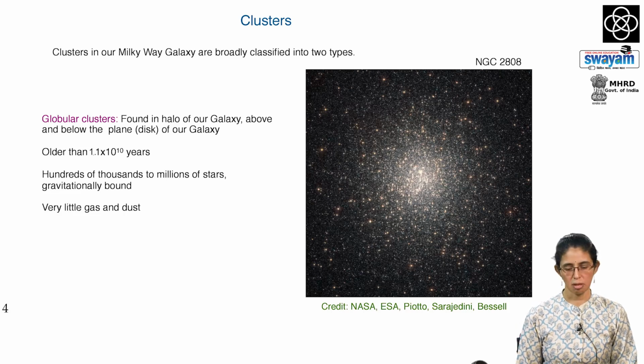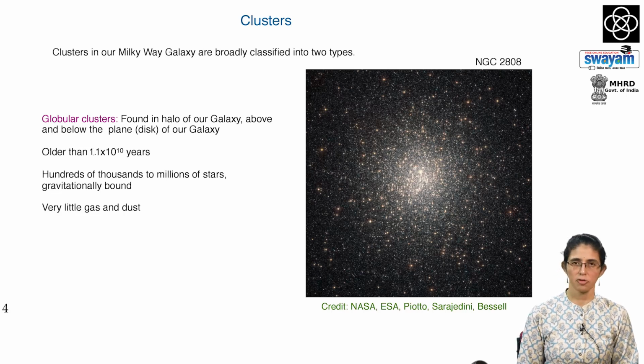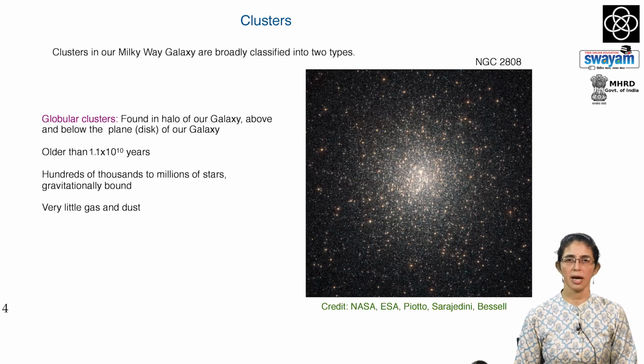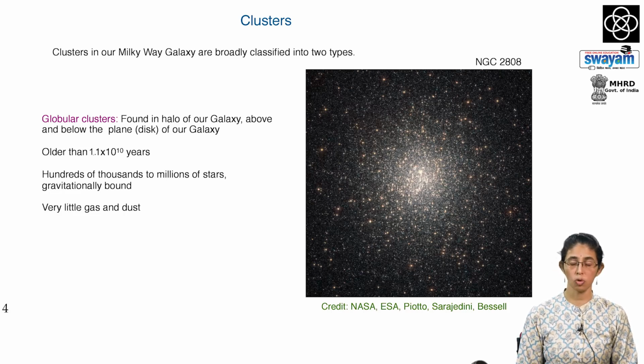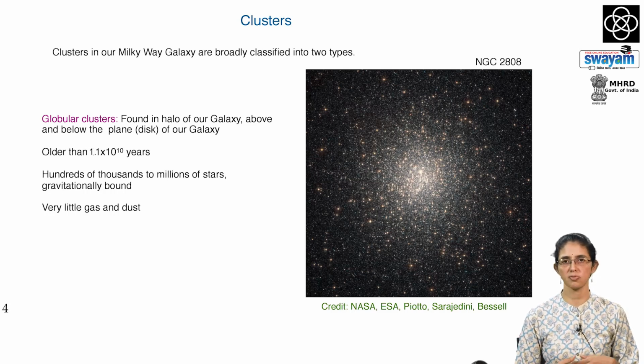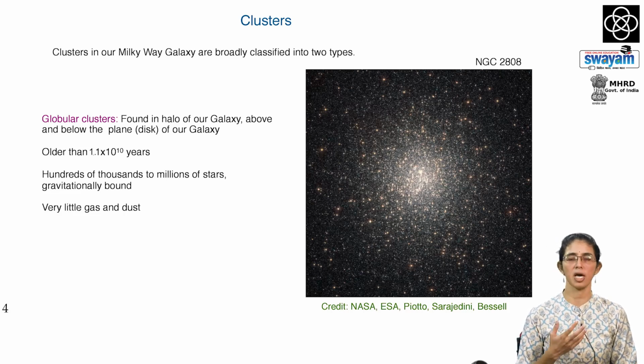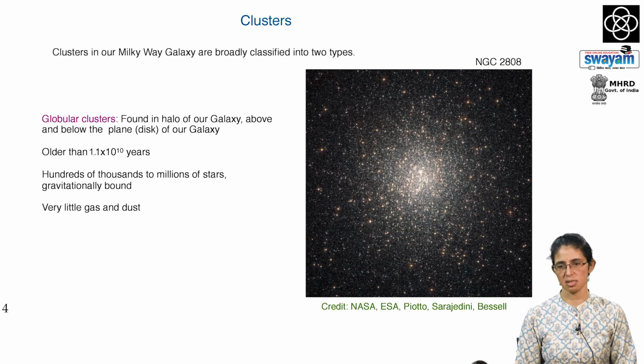The other type of cluster is the globular cluster, and there are nearly 150 globular clusters known in the Milky Way. These comprise a really large number of stars, from several hundred thousand to several million stars, and since this is a very large group of stars, it is gravitationally bound and has a spherical appearance, with a higher density of stars towards the center as compared to outside. These are also very old, most of them older than 11 billion years. Although a few globular clusters are found close to the disk of the galaxy, most of these are located in the halo, above and below the galactic plane. As they are very old, there is very little gas and dust in them.